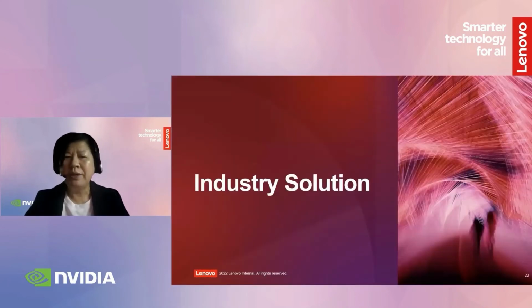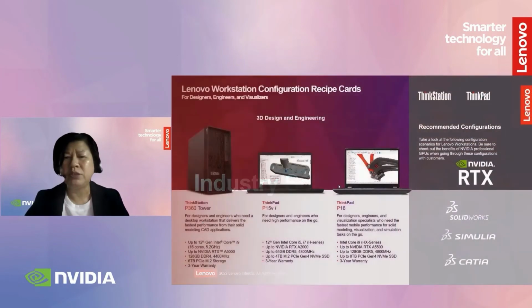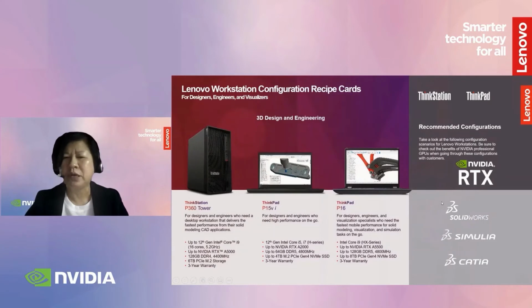What about industry solution? I've chosen the industry solution for 3DS, all the Dassault Systèmes software, which is SolidWorks, Simulia, and CATIA. So you can have as low as a P360 Tower or Ultra for your 3D design and engineering. But if you want a mobile workstation, you can go for P15V Intel, or a P16. These are the models that we will recommend for your 3D design and engineering.